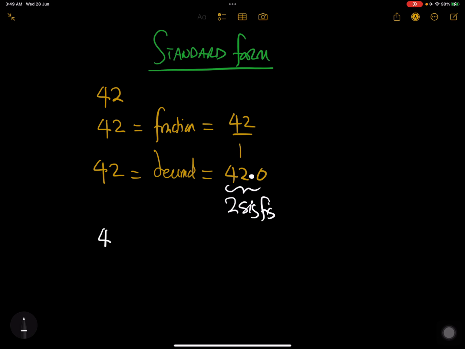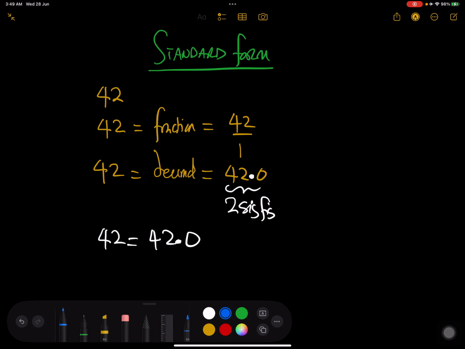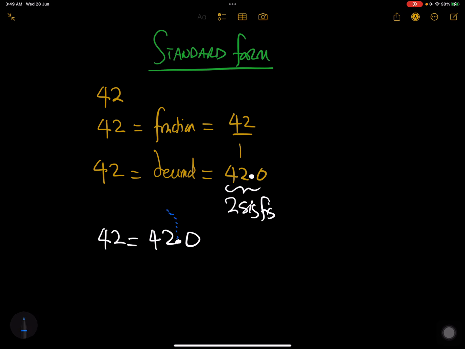So 42 is the same as 42.0. So how do we write this in standard form? The goal is to move this decimal point so that it falls between the first two numbers. And the first two numbers are this one here. So we're going to get 4.20. And remember, we did it only once.